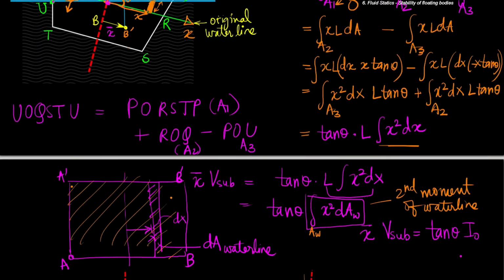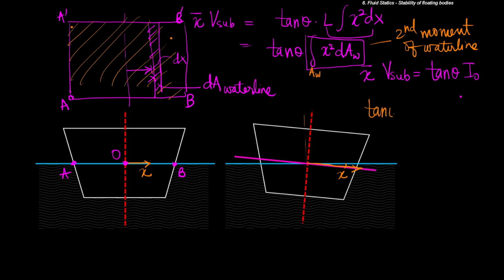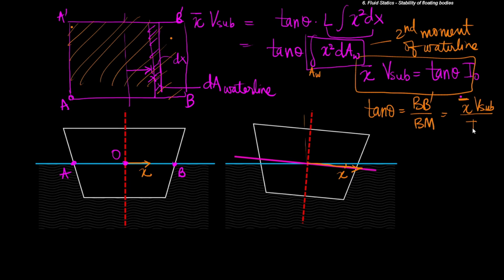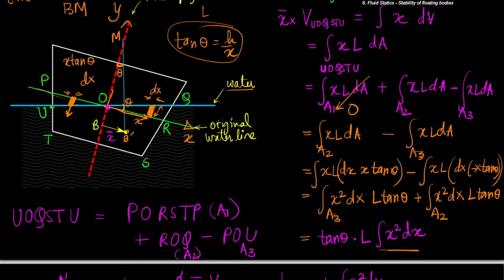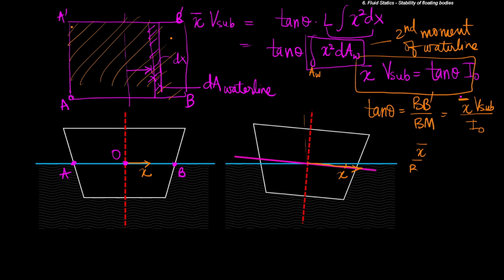So we can go over here and say tan theta is equal to Bb prime upon Bm, and from this particular expression tan theta is also equal to x bar V submerged upon I naught. So Bb prime is the shift in the center of buoyancy, which we had defined as x bar. So this becomes x bar upon Bm is equal to x bar V submerged by I naught, and this yields Bm is equal to I naught upon V submerged.